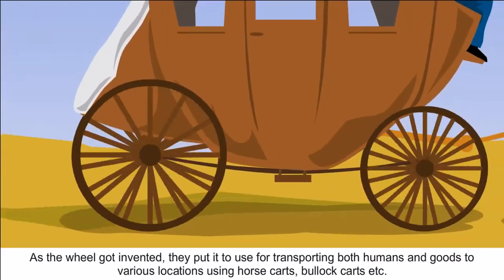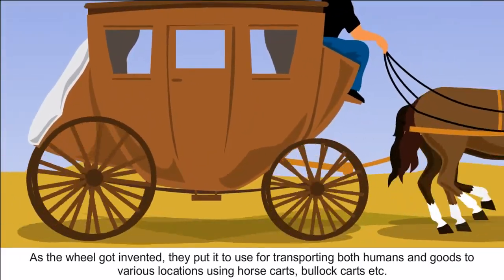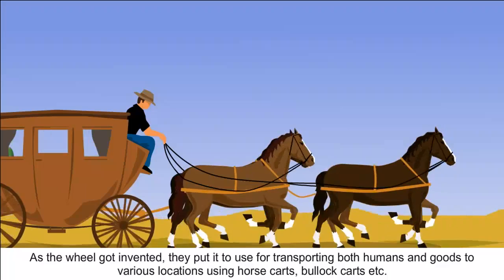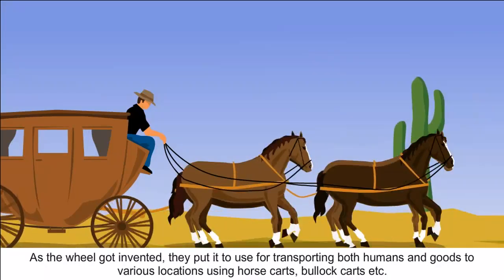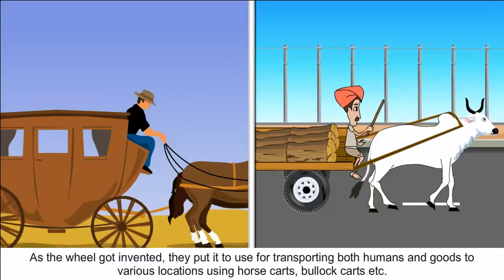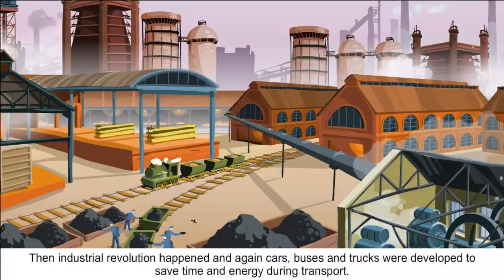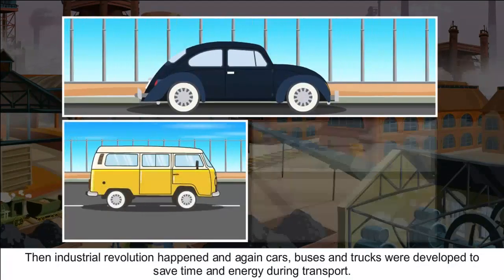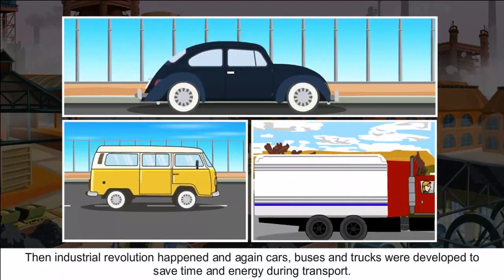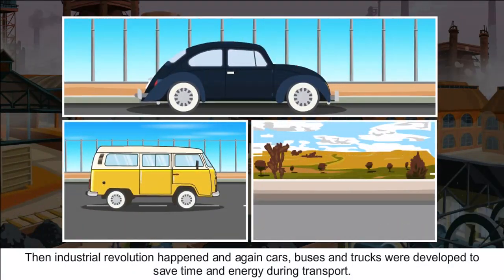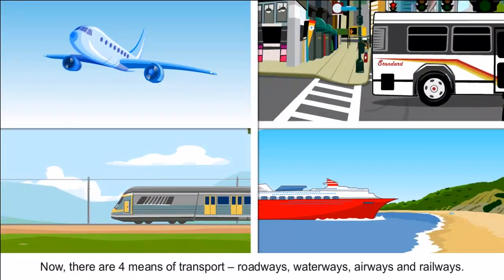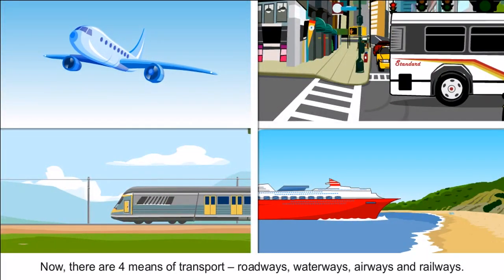As the wheel got invented, they put it to use for transporting both humans and goods to various locations using horse carts, bullock carts, etc. Then the Industrial Revolution happened, and cars, buses and trucks were developed to save time and energy during transport. Now there are 4 means of transport: roadways, waterways, airways and railways.